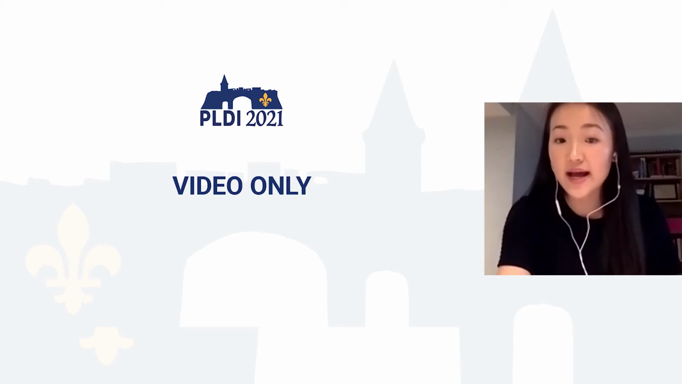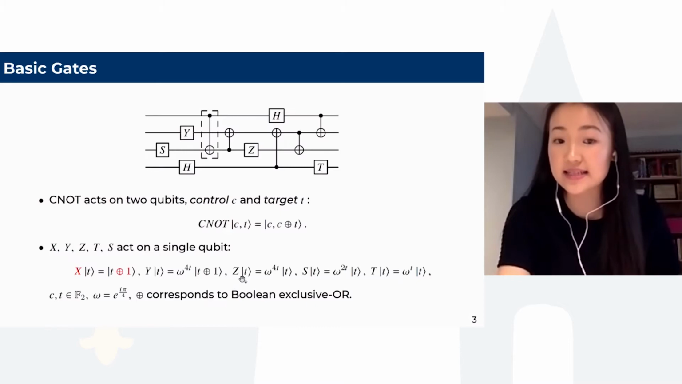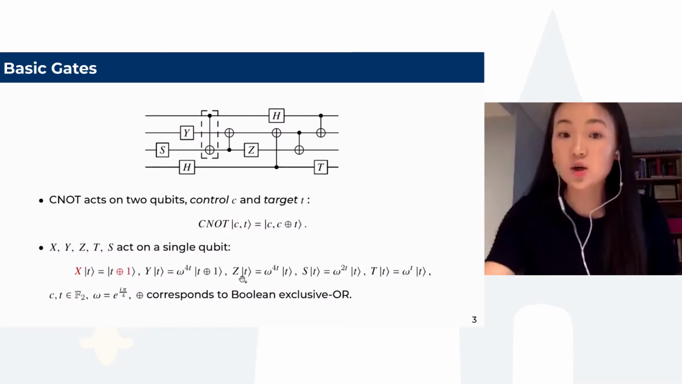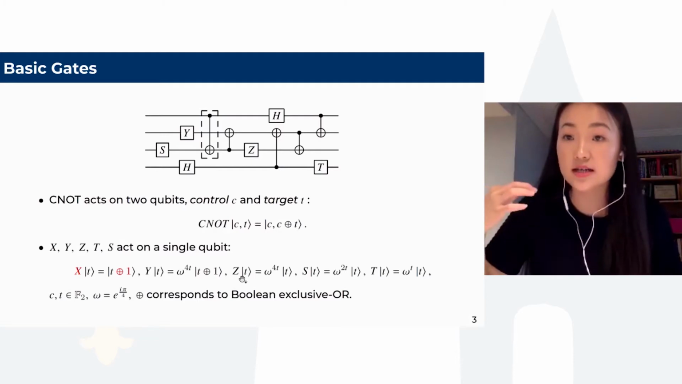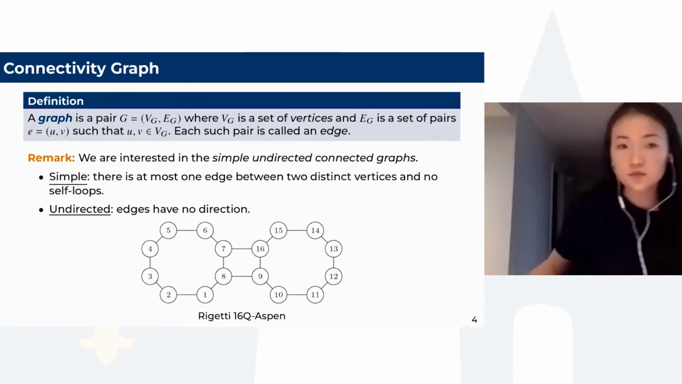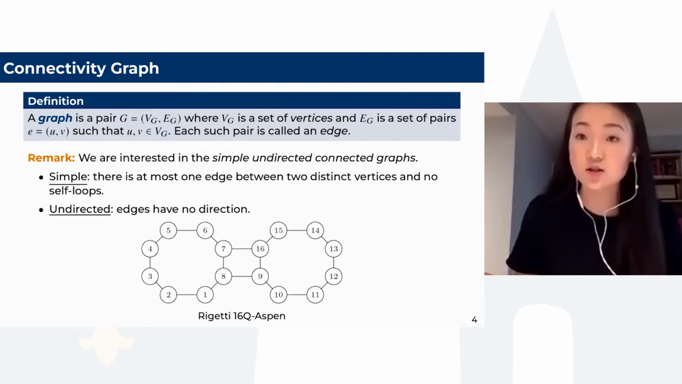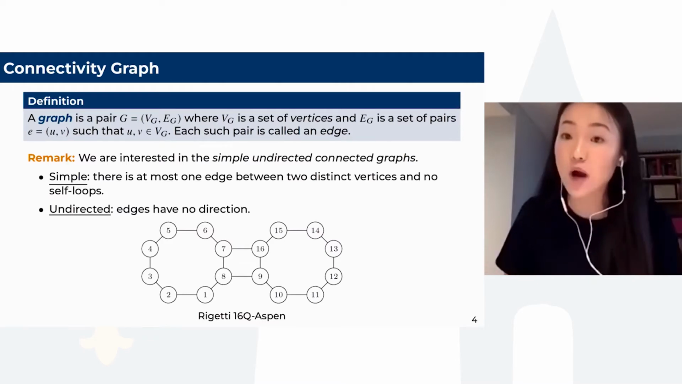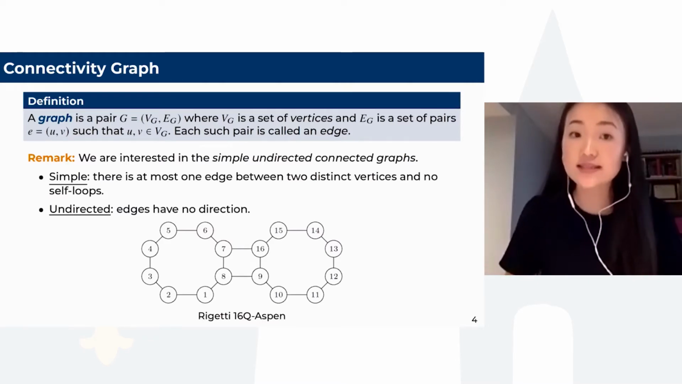Now, for the Y, S, Z, and T gates, they are going to add a phase to the state, as you can see, where this phase is just a power of omega, where omega is an eighth root of unity. Now, because we're considering the connectivity constraint, we use the connectivity graph to represent this constraint.